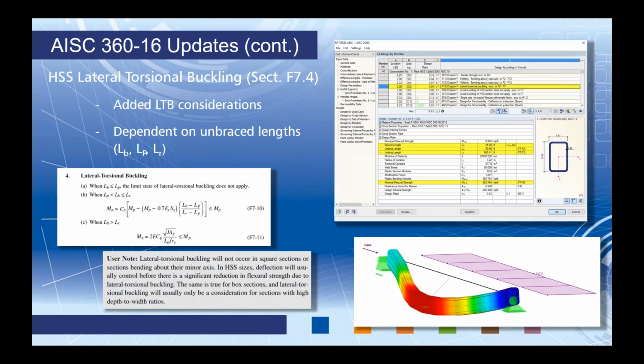So this is under the section HSS, lateral torsional buckling, section F7.4. So LTB considerations were added here, which is new to the 2016 standard. They are dependent on unbraced lengths. So this includes the manual unbraced lengths that we entered in, our L sub B, and then L sub P and L sub R are our limiting bracing lengths, which are calculated according to our cross section. Now, depending on where you fall within that range, that's where your nominal flexural strength is going to be calculated, and it could vary depending on where you fall.